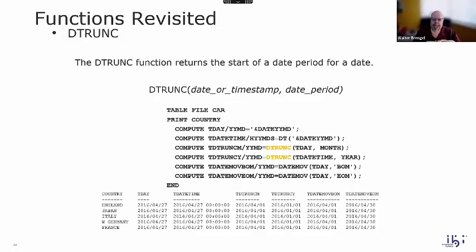D trunk. D trunk will return the start of a specific date period. So if I have a date time and I want to get the beginning of the month, the end of the month, those kind of things, that's where D trunk would come into play.